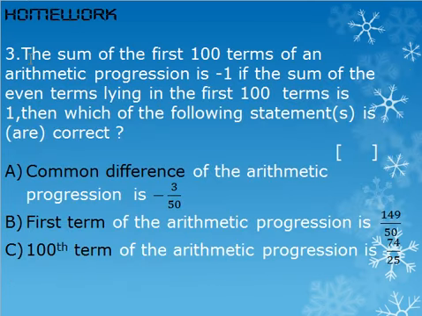This is the question. The sum of the first 100 terms of an arithmetic progression is -1, and if the sum of the even terms lying in the first 100 terms is 1, then which of the following statements is or are correct? Option A, the common difference of the arithmetic progression is -3 by 50. Option B, the first term of the arithmetic progression is 149 by 50. Option C, the 100th term of the arithmetic progression is 74 by 25. Now let's see how I did that.